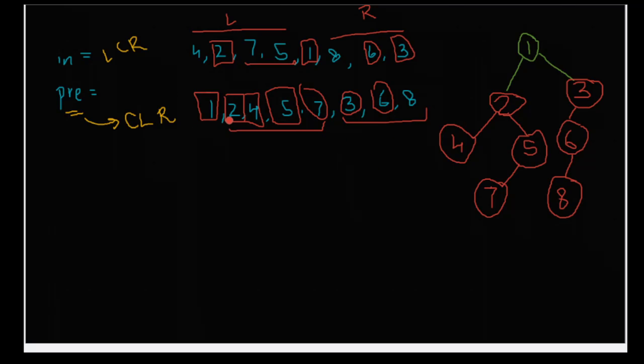For the following elements, that's 2. Again, we got the left root. For 3, we got the right root. Again, search for these elements. Find their left and right positions. So this is a recursive approach that goes on.